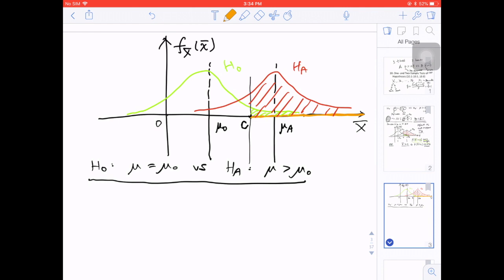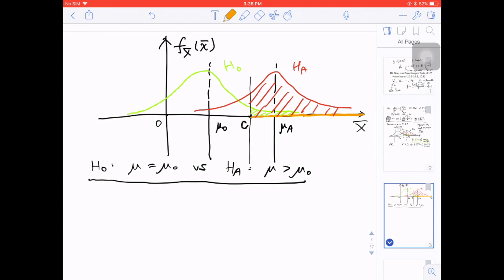So we're going to draw a plot. Its x-axis is the x bar, and its y-axis is the corresponding PDF, which is the PDF of x bar. And we use the green curve to represent the distribution curve under the assumption of H0, that is mu is equal to mu0. And we use the red curve to represent the distribution curve under the assumption of the alternative hypothesis, that is mu is larger than mu0.